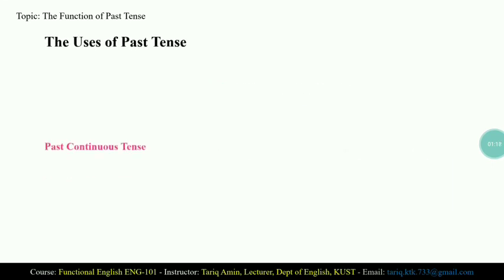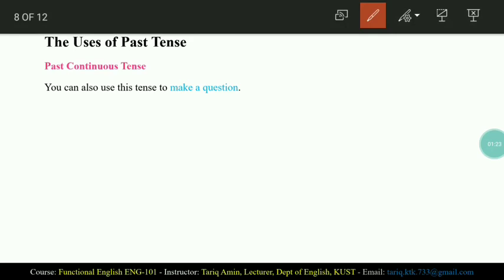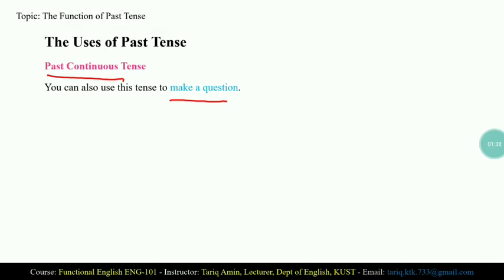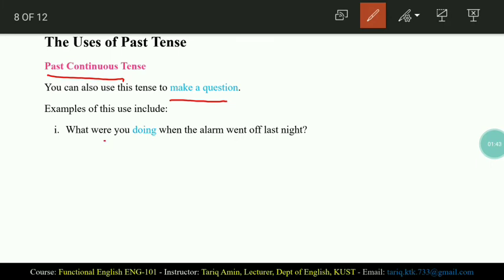And apart from this, we also use past continuous tense to make a question. So we also use this past continuous tense for making different questions. For example, what were you doing? What were you doing when the alarm went off last night? So this is an interrogative sentence. This is a question. We have used past continuous tense for making the question.